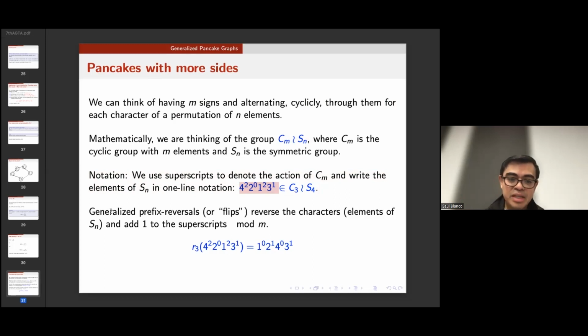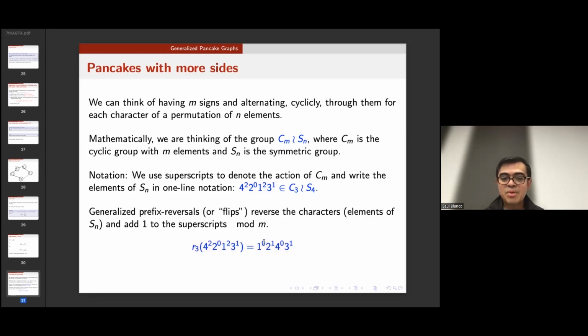The generalized prefix reversals, or just flips, are defined in the way that you think they would be defined. So in this particular case, what we do is reverse the first 3 characters. So 4, 2, 1 becomes 1, 2, 4, and we alternate the signs according to the cyclic group. The sign for 4 used to be 2, so now it should be 0. This is for the cyclic group on 3 elements. The sign for 2 was 0, so now it should be 1, and the sign for 1 was 2, so now it should be 0.